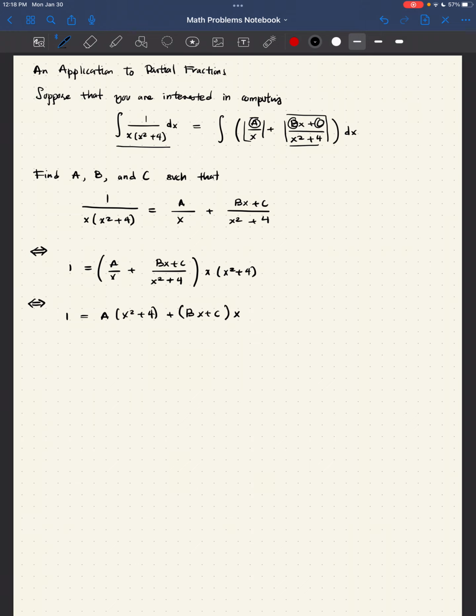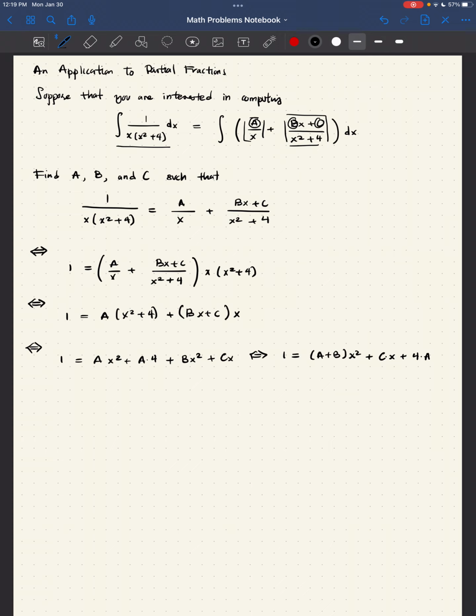And of course, we now can turn this equation into an equivalent one that looks like this. We have 1 is equal to ax squared plus a times 4 plus bx squared plus cx, right? Which now we can rewrite in turn as 1 being equal to a plus b times x squared plus c times x plus 4 times a, or a times 4.